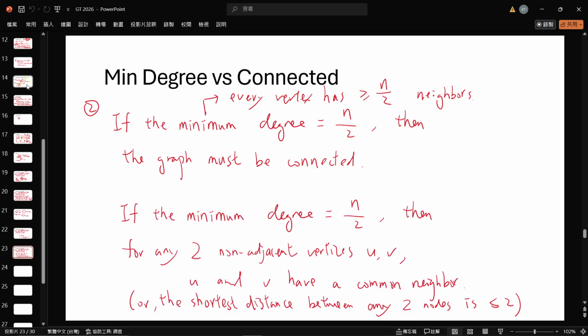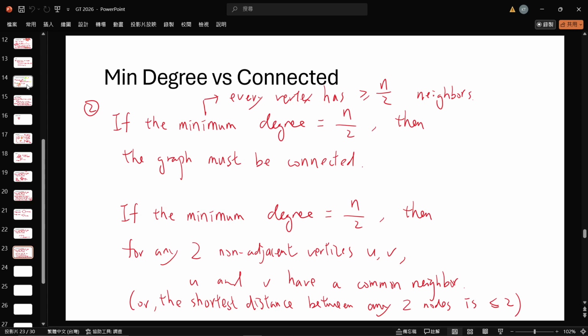So this is the original statement, okay? But today we're going to prove a stronger version. We're going to show that if the minimum degree is n over 2, then for any 2 non-adjacent vertices. Non-adjacent vertices means that these 2 vertices are not neighbors, okay? There's no edge between them.